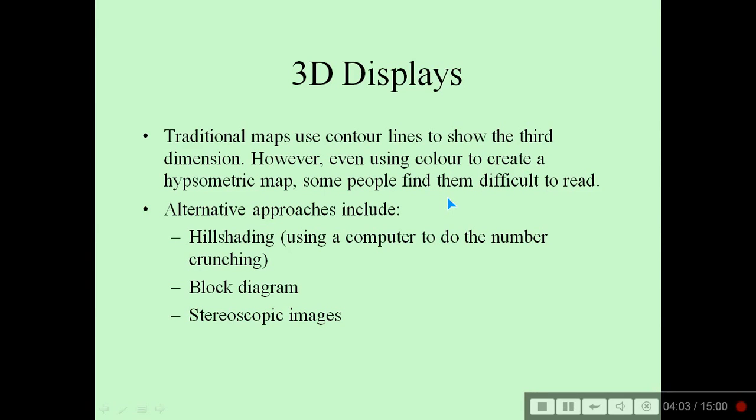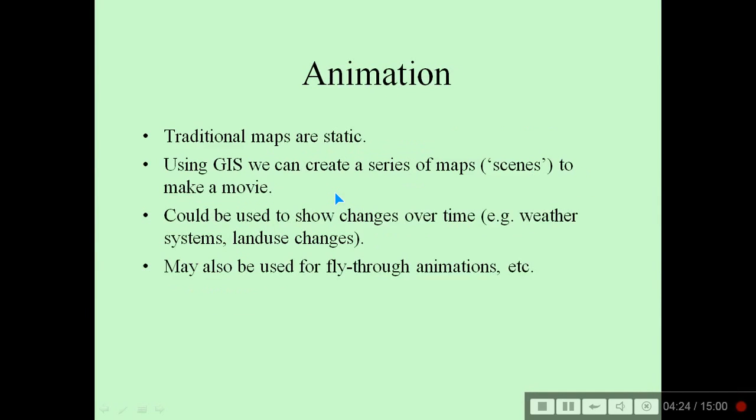And then 3D displays. Traditional maps use contour lines to show the third dimension. However, even using color to create a hypsometric map, some people find them difficult to read. So we have alternative approaches, that is hill shading, block diagrams, or stereoscopic images. Animation is also one of the tools.